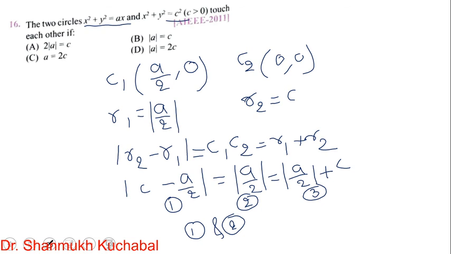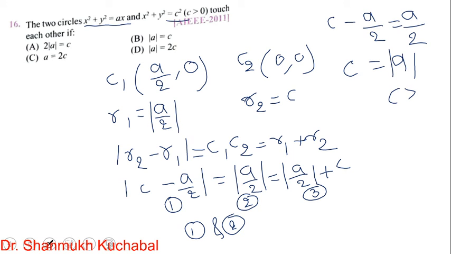The modulus gets cancelled, and we get c minus a by 2 equal to a by 2. Transposing, c equals a by 2 plus a by 2, so c equals a, or else we can take it as mod a, because c is always greater than 0. Therefore clearly option B is the right answer. Like this we have to solve it.